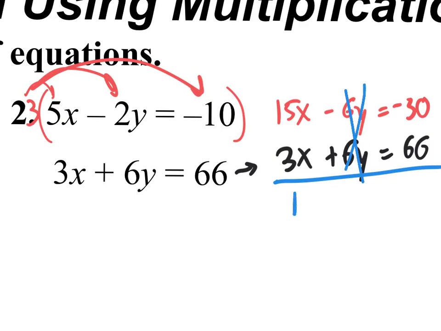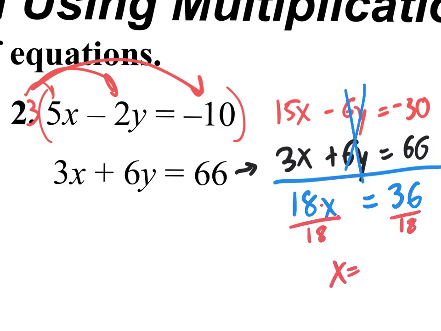15 plus 3 is 18. We are talking about x's. Bring down the equal sign. And negative 30 plus 66 is 36. For your final step, you really have an 18 times x, so divide by 18, you will have x equals 2. So that's one answer.